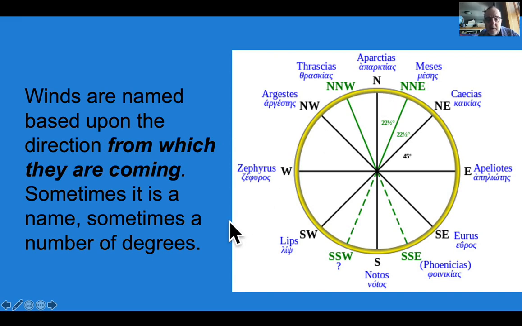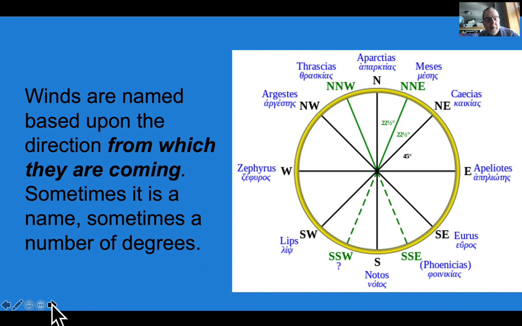But generally, and these are the ancient Greek names for winds. Many people have heard of Zephyr. I don't know if you've heard of any of these others, but Zephyr is a famous west wind. I didn't know the southwest wind was Lips. And here's Apeliotes, the east wind.